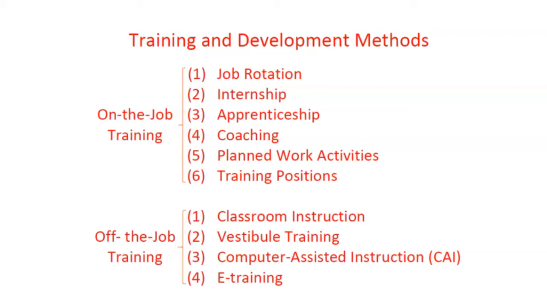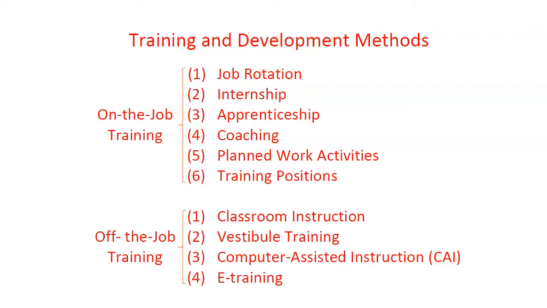The methods of training can be classified into two, namely on-the-job training and off-the-job training. In on-the-job training methods, the trainees learn as they contribute to the aims of the enterprise or organization. On the other hand, off-the-job training takes place outside the workplace but attempts to simulate actual working conditions.